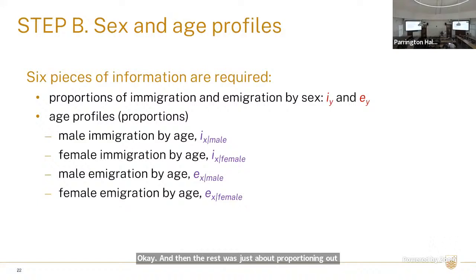Again, for our sex patterns, we used Guy Abel's estimates, dampened towards where we assume a 50-50 split between males and females. And the harder part was thinking about the age sex profiles of immigration and emigration. So we actually needed 4 age profiles.